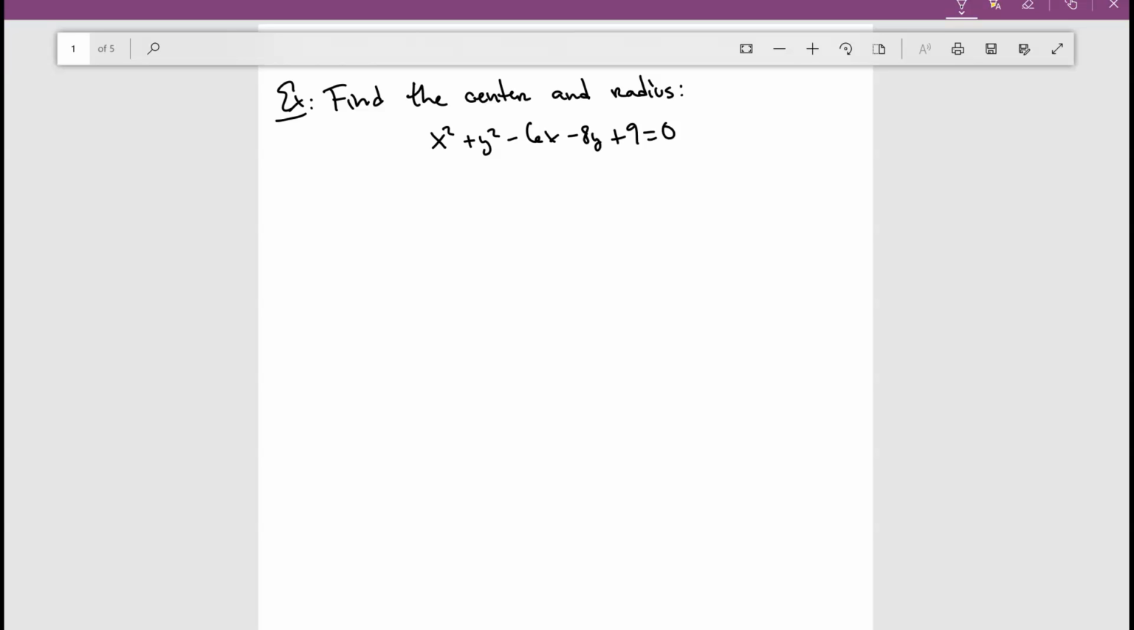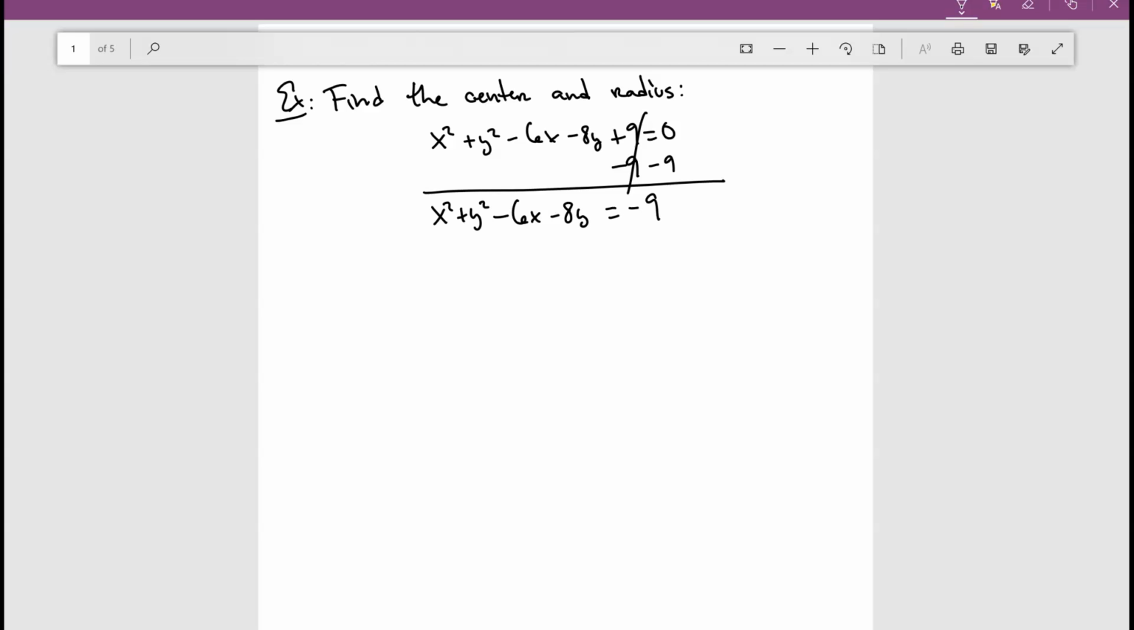So this is going to be the last problem for the circles. Here we want to find the center and the radius of this particular circle. When you have something like this, we want to complete the square. Let's move this 9 over because this 9 doesn't have any variables. So I just have x squared plus y squared minus 6x minus 8y equals negative 9.